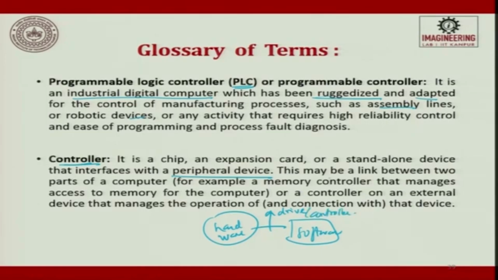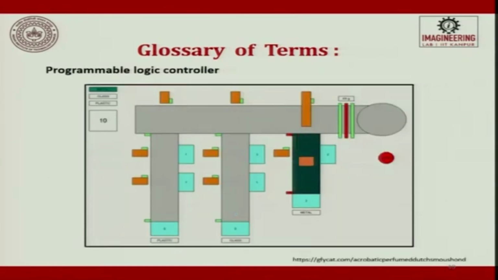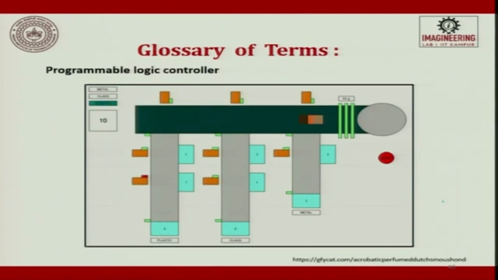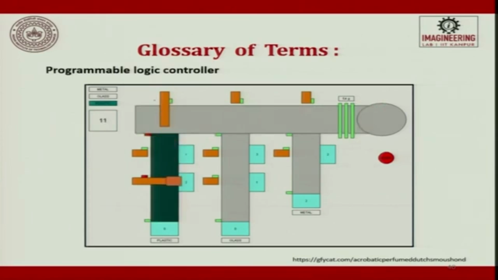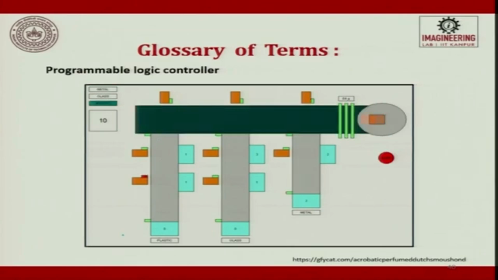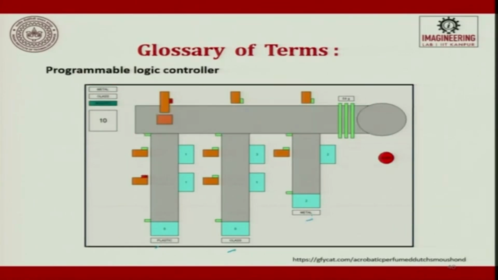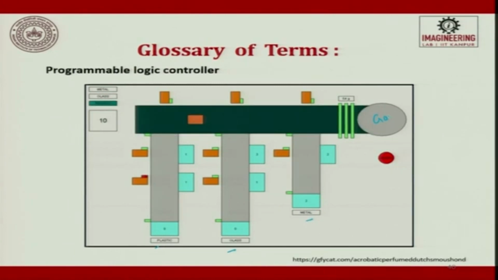Okay. So, this may be linked between two parts of a computer or a controller of an external device that manages the operation. So, this is how a programmable logic controller works. You can see here an object moves. Let us assume these are all plastic, glass, metal, and that there is a garbage or a store bin.